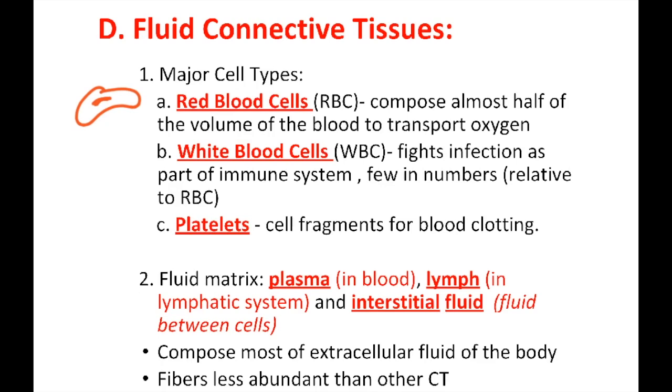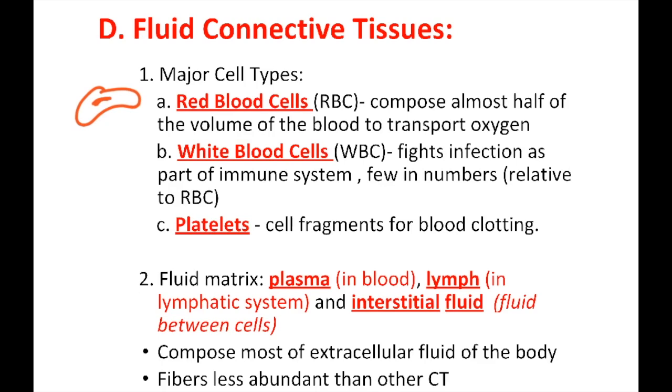Okay? And red blood cells compose almost half the volume of blood that is found there, and their whole job is to transport oxygen around the body. And in this instance, their red color, the hemoglobin protein inside of them that helps them move oxygen around, is what gives blood its red color. The fluid matrix around them is actually clear.